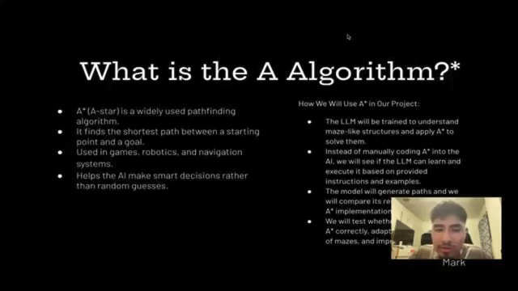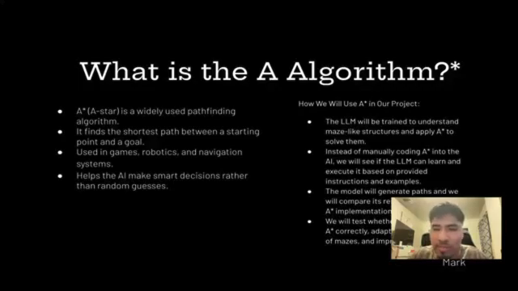So what is the A star algorithm? The A star algorithm is a widely used pathfinding algorithm. It finds the shortest path between a starting point and a goal, and it's used in many games, robotic applications, and navigation systems. And overall, it helps AI make smarter decisions rather than random guesses.